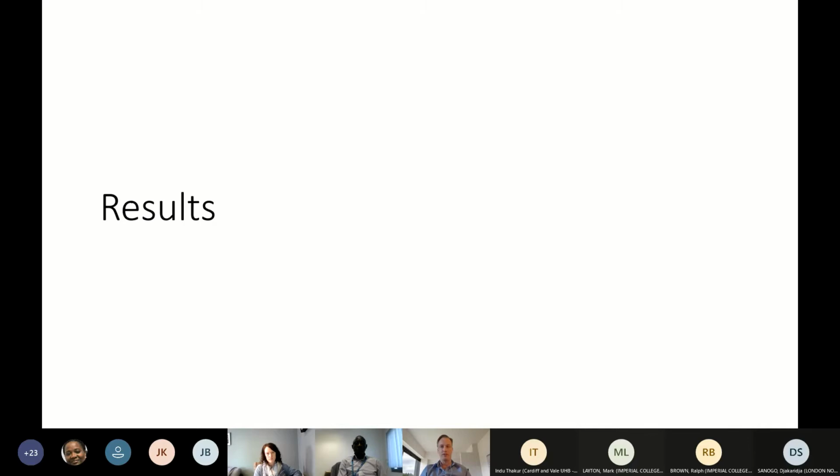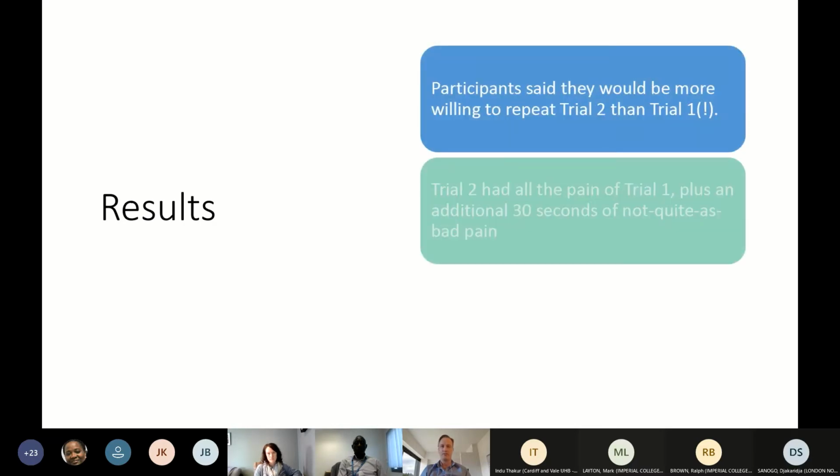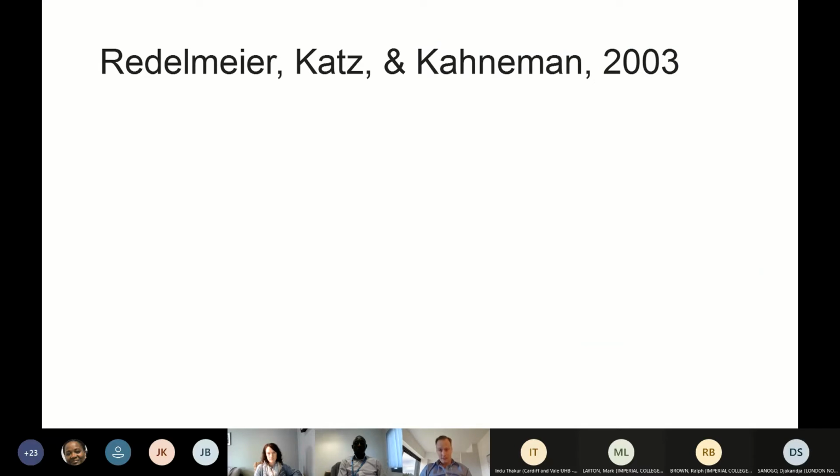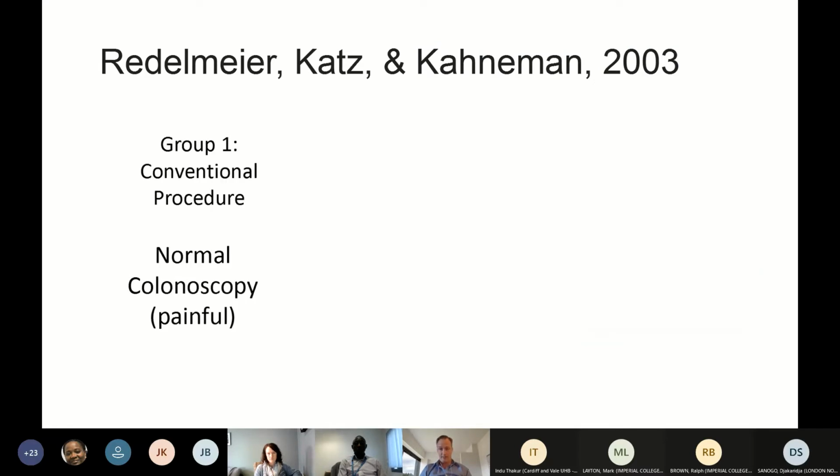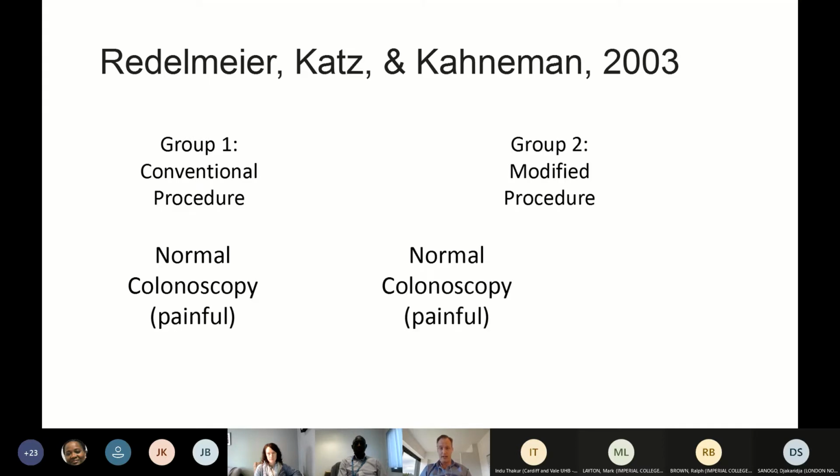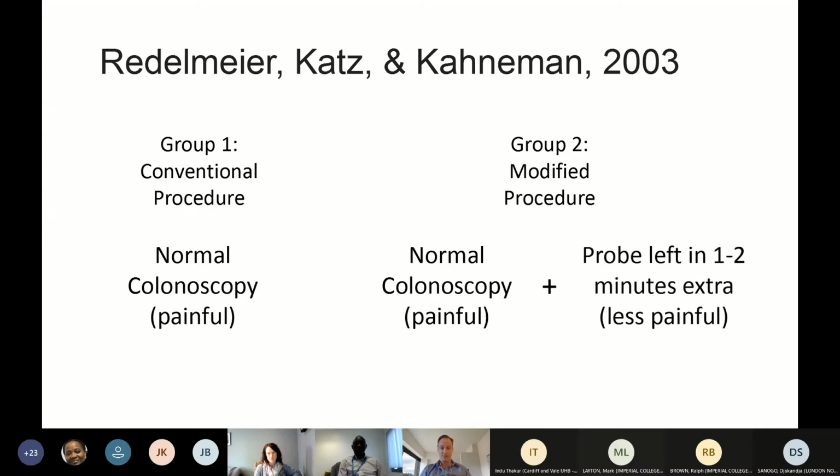So how do you think things might work in the real world with medical procedures? Kahneman and colleagues repeated this in 2003, and the procedure they decided to look at was colonoscopies. I have no pictures for this one, so we're just going to have to work with words here. They had two groups of participants. One group had a conventional colonoscopy, and I've not had one, but colonoscopies, at least they used to be, were quite painful. This group would get a normal colonoscopy and rate their pain throughout the procedure. Group 2 had the modified procedure.